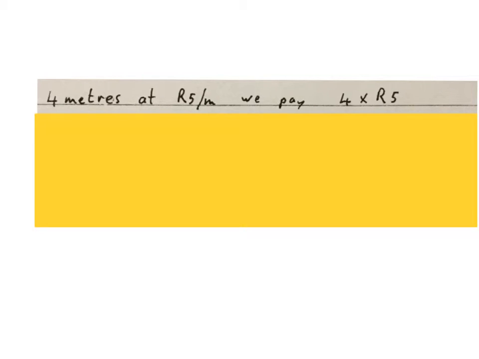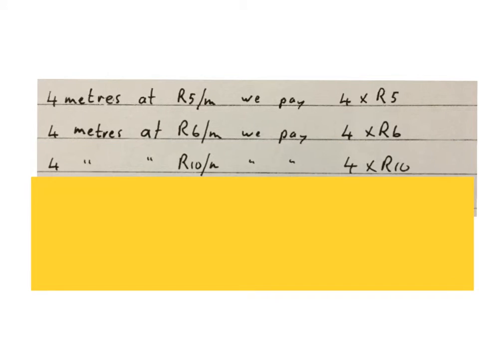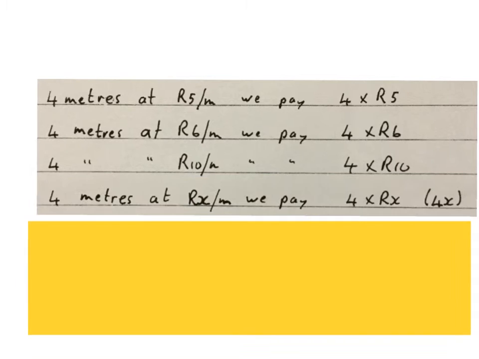Please remember that, especially in word sums, we're not always going to go for answers. So here they are saying, if I have 4 meters at 5 Rand a meter, we will pay 4 times 5 Rand. Do not say it's 20 Rand, please. If they say we have 4 meters at 6 Rand a meter, we will pay 4 times 6 Rand. If they say we have 4 meters at 10 Rand a meter, we will pay 4 times 10 Rand. It's important not to go for 40.